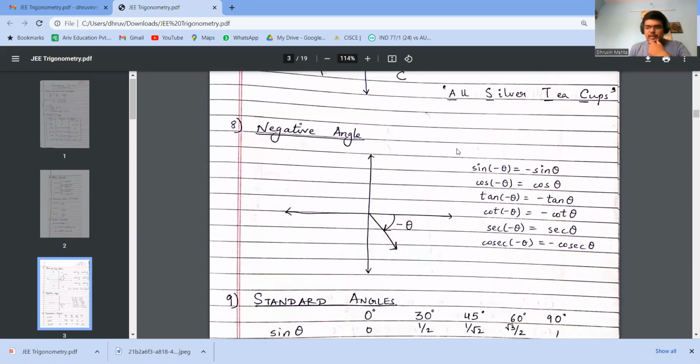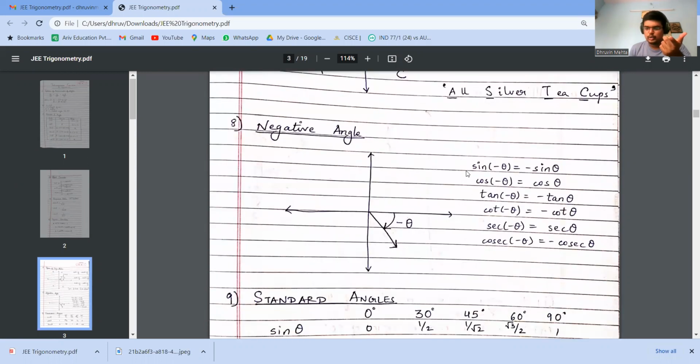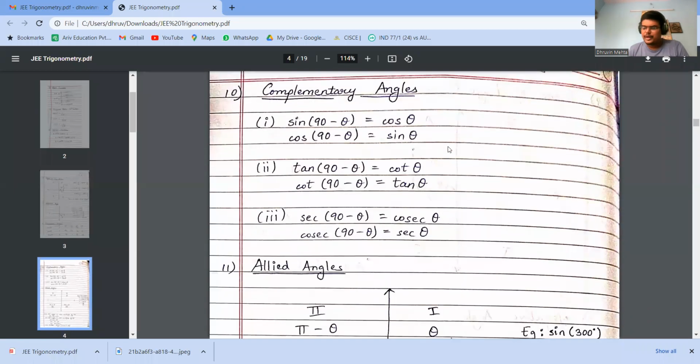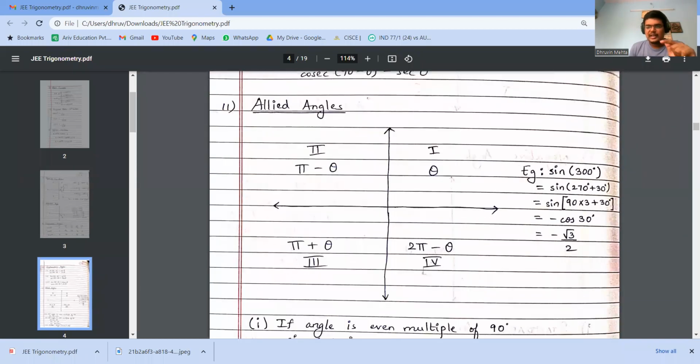And next, negative angle. Do you guys also know this? Sine of minus theta is minus sine theta, cos of minus theta is cos theta. Except cos and sec, everything else is going to be negative. Next, you will know the standard angle values. Complementary angle formulas, you had this in 9th and 10th. Sin 90 minus theta is cos theta, cos 90 minus theta is sin theta, and same for tan cot and sec cosec. We will discuss this in a bit more detail.